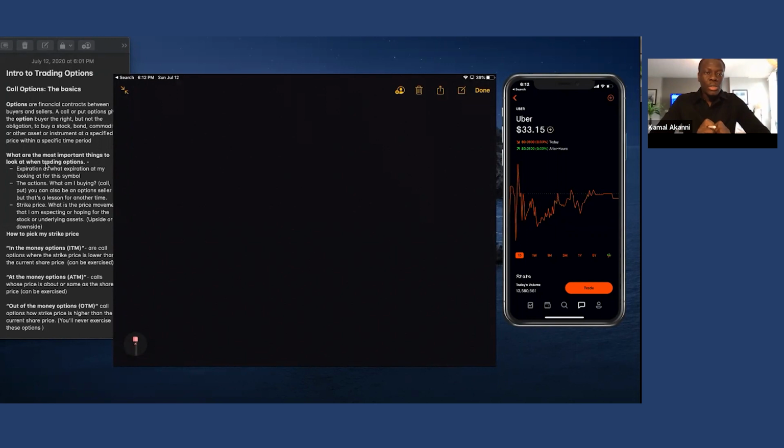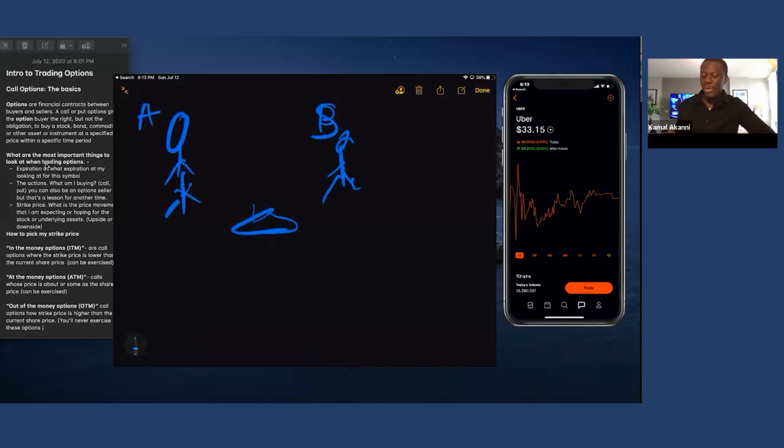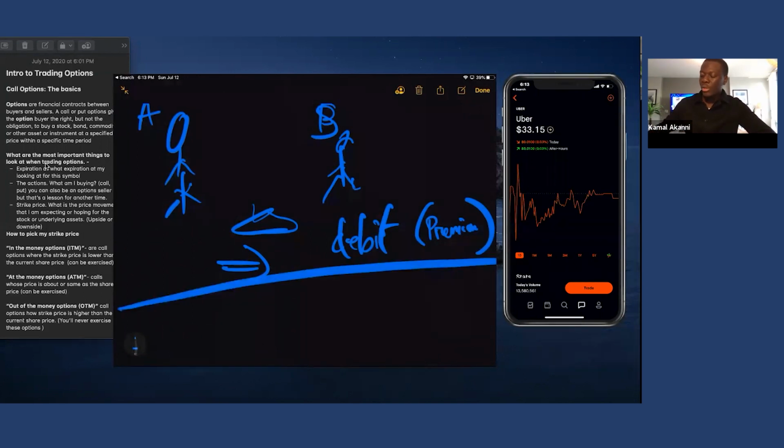Okay, so to put this in the easiest way, let's start running this down. We have buyer A, and you have seller B. And this is a contract between both of you. You come down to the seller, and you're essentially paying a debit, which can also be considered a premium, to the seller, so that you can purchase the contract from that particular seller. So the seller will receive that premium. Once the seller receives the premium, he's essentially holding on to your money.